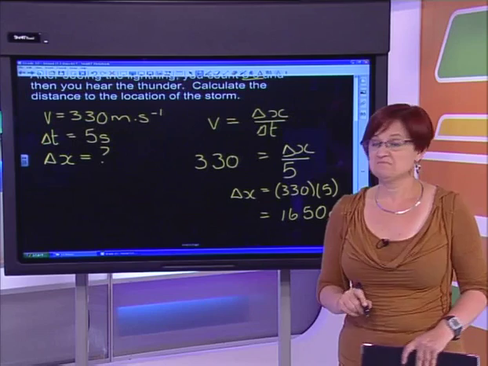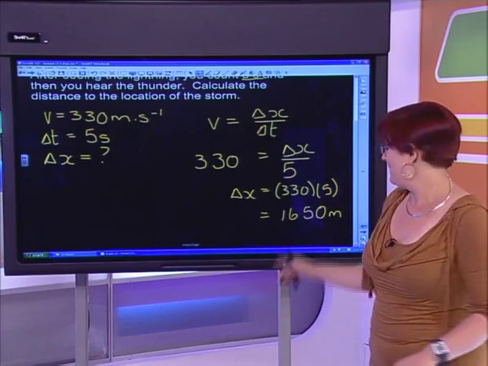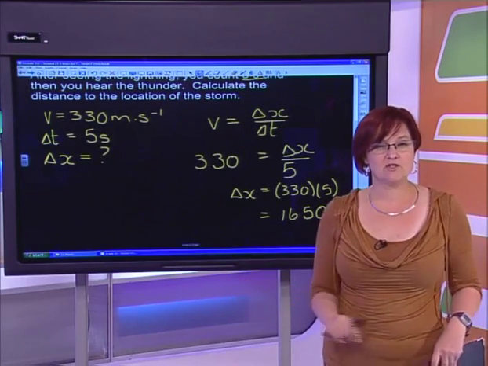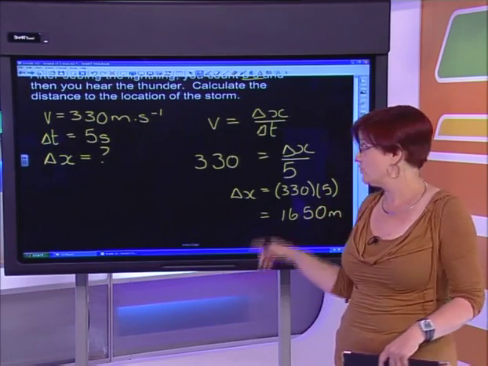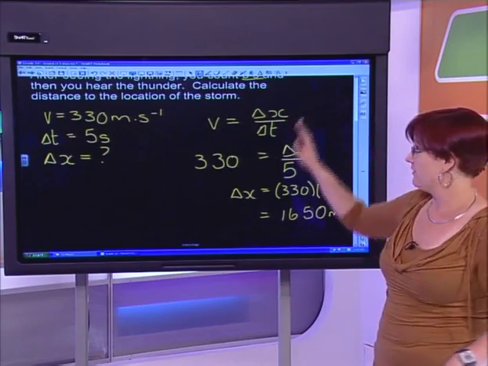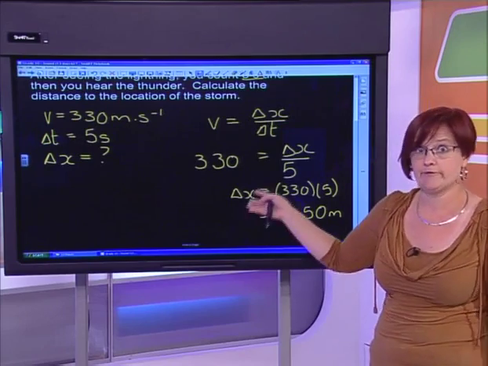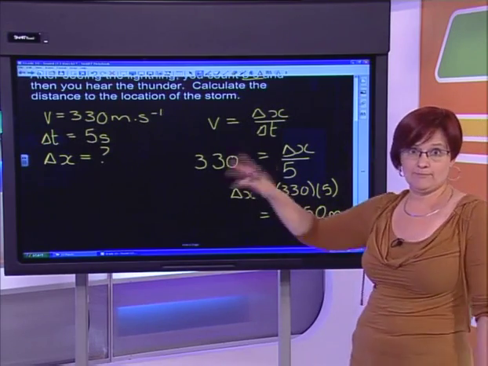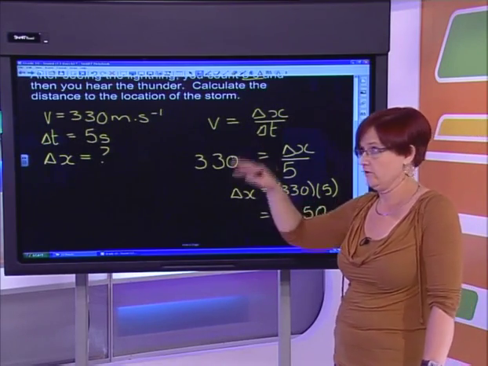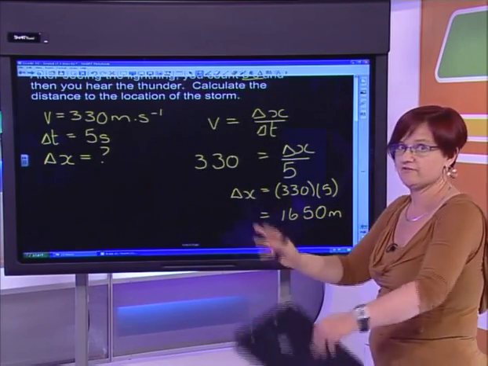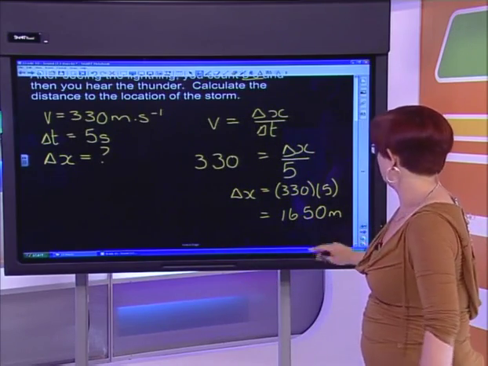1,650 meters. That's still quite far, but that's just over a kilometer away from you. That's still dangerous, okay? So if you see lightning and hear the thunder 5 seconds later, make sure you get indoors, okay? Not a good idea to be outside on a field playing soccer or rugby or cricket or any of those things. Just get inside, besides the fact that you're probably soaked by the time you get there.